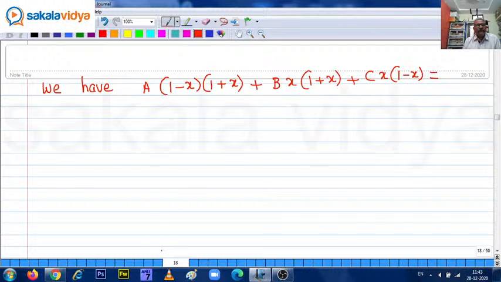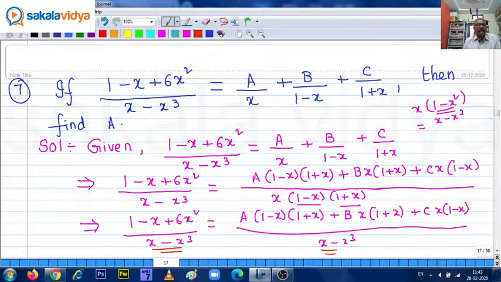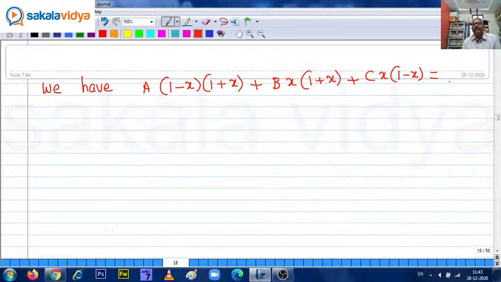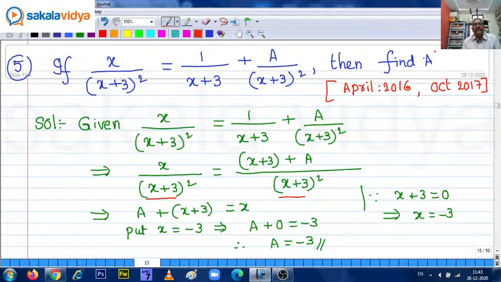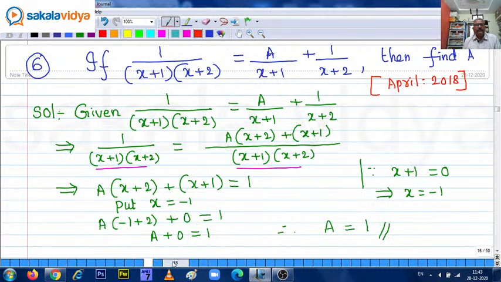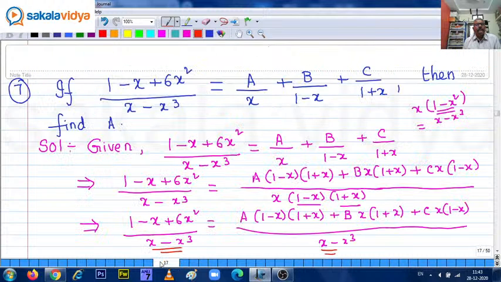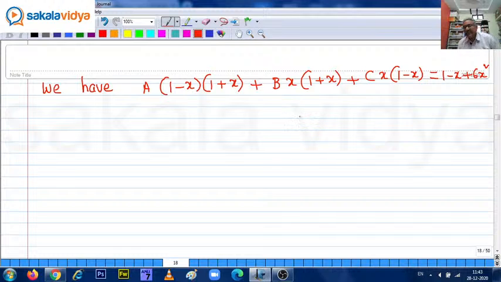equated to this 1 minus x plus 6x square. Our aim is, go back to the question, our aim is to find the a value itself only. Only one value we need to find out, not b, not c. So that means we need to suppress the one factor.